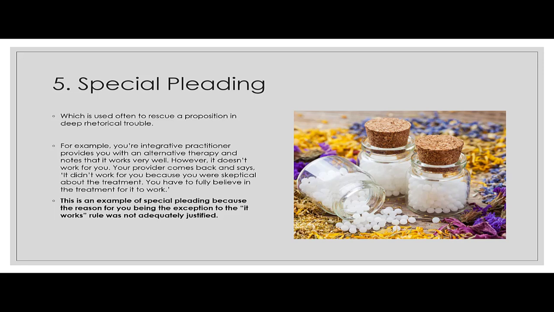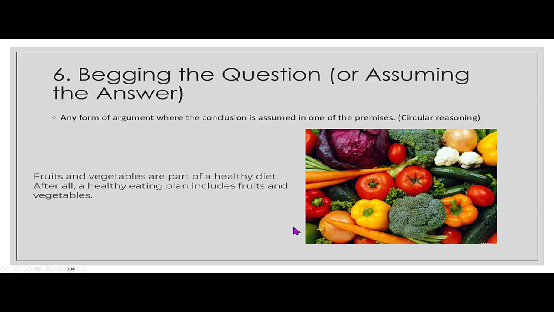So you come back to the provider and say, hey, it didn't really work for me. And then your provider said, it didn't work for you because you were skeptical about the treatment. You have to fully believe in the treatment for it to work. This is an example of special pleading because the reason for you being the exception to the it works rule was not adequately justified. So the sixth one is begging the question or assuming the answer.